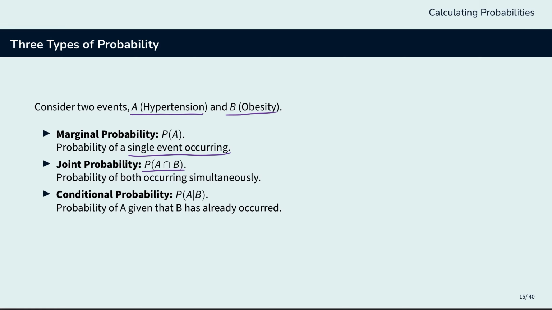Joint probability is the probability of both occurring simultaneously. So this would be A intersection B. So this is the probability that both events occur simultaneously. And the last one is conditional probability, which is the probability that one event occurs given that another event has already occurred. So remember that this forms the basis for the next event to occur. So this represents the conditional probability referred to as A given B.